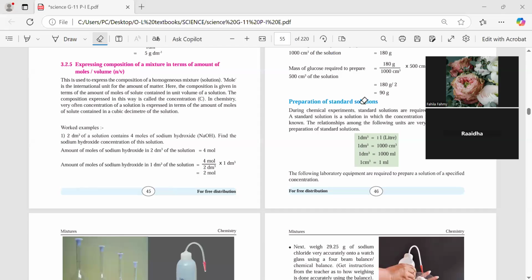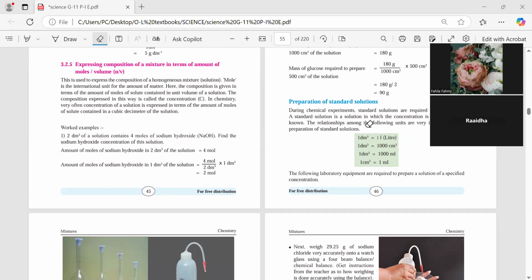Right. So as I was saying, the preparation of standard solutions, we always work with 1 liter, but we don't call it 1 liter. We always refer to it as 1 cubic decimeter, right? When we are working with volumes, we always use this. So this must be in your head.